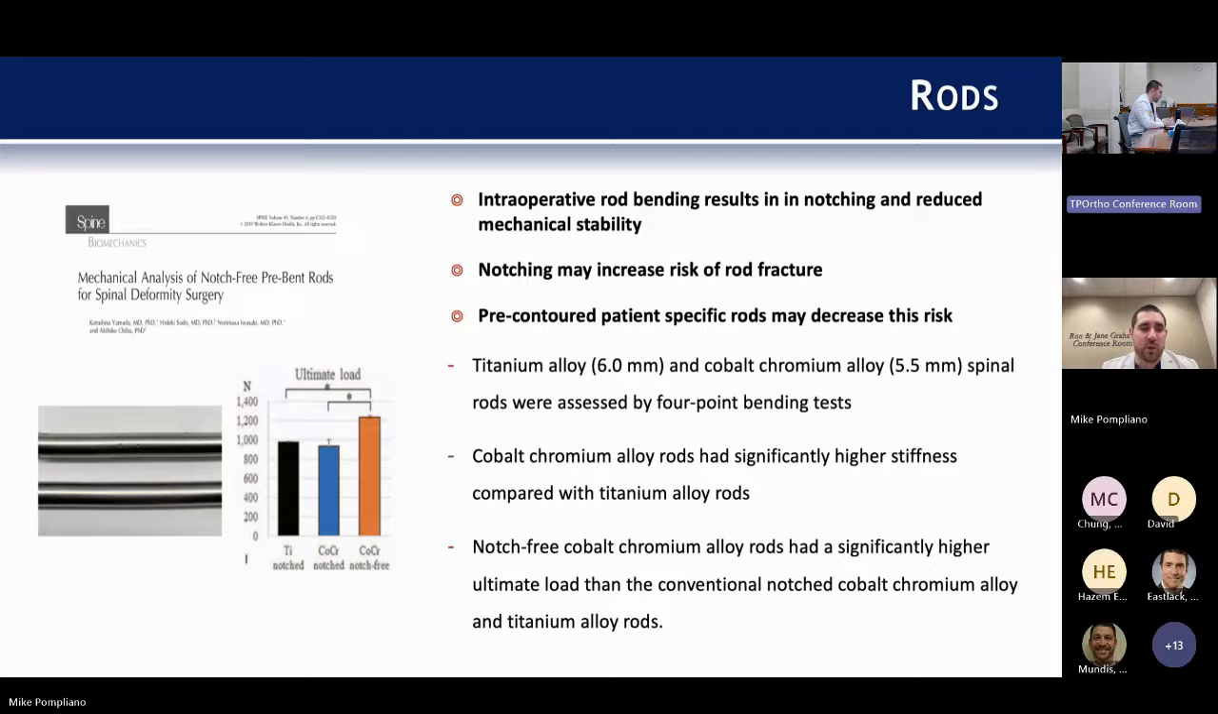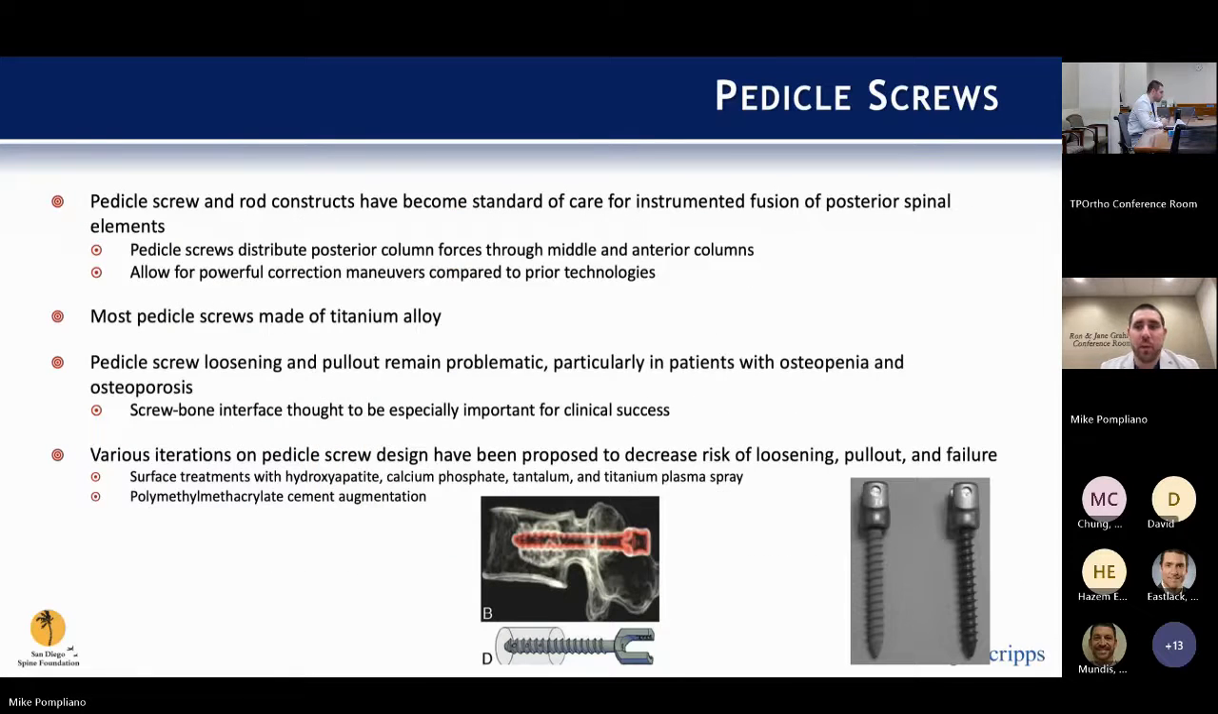Once it's notched, it's pretty comparable to the titanium that's notched as well. Moving on to pedicle screws, I just wanted to focus on a couple of biomechanical factors that may be applicable with these instruments. Essentially, they're the standard of care. I think pretty much everyone is using them at this point for fusions.